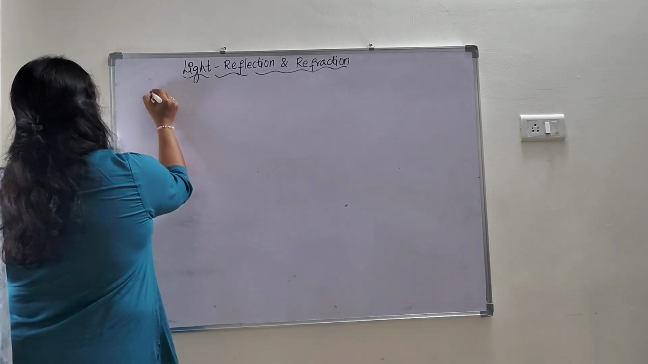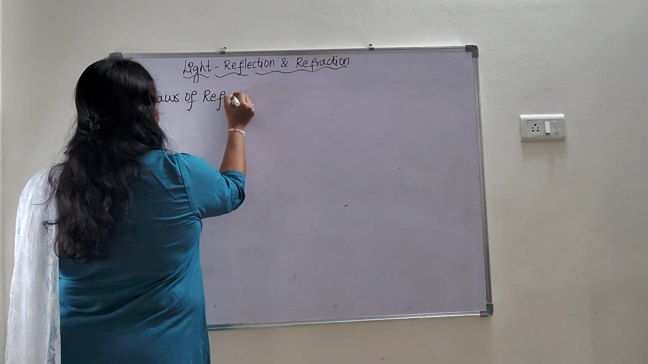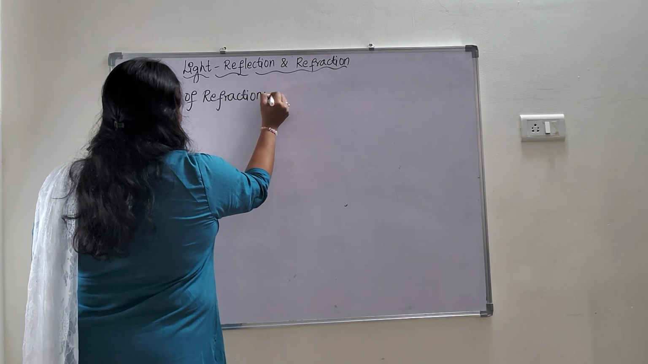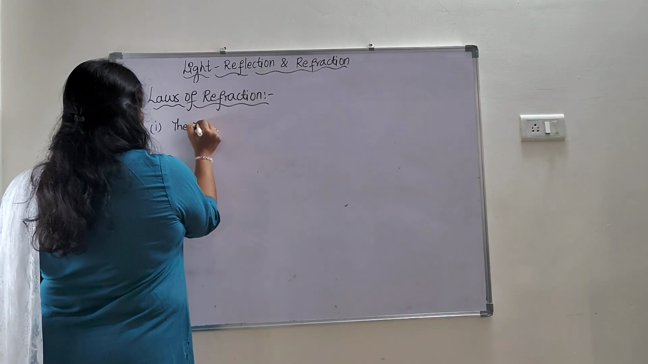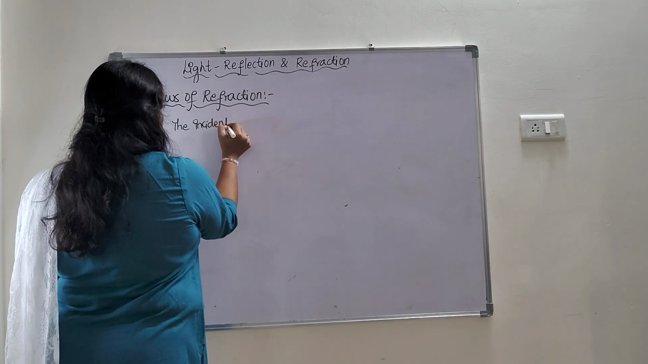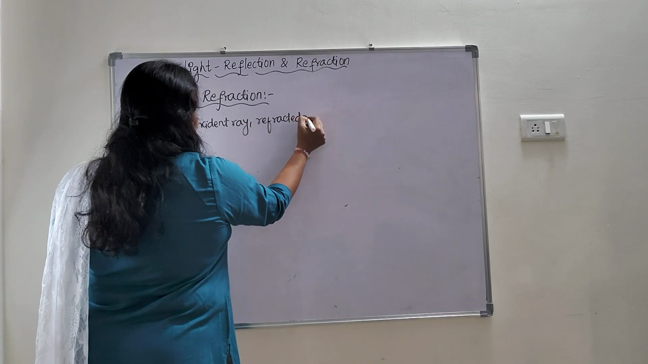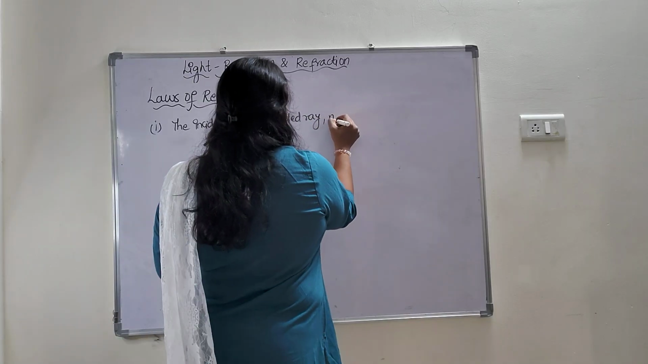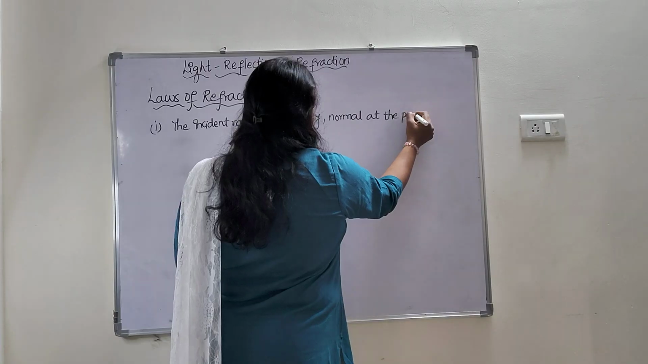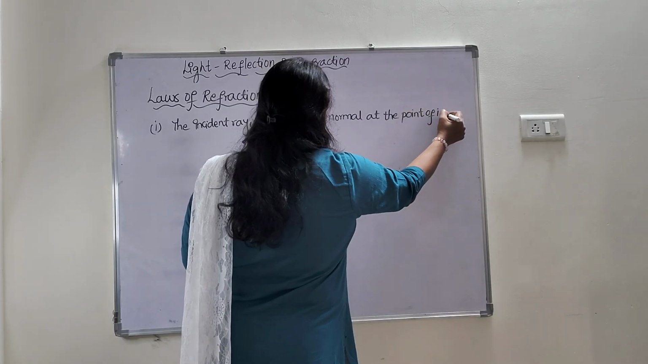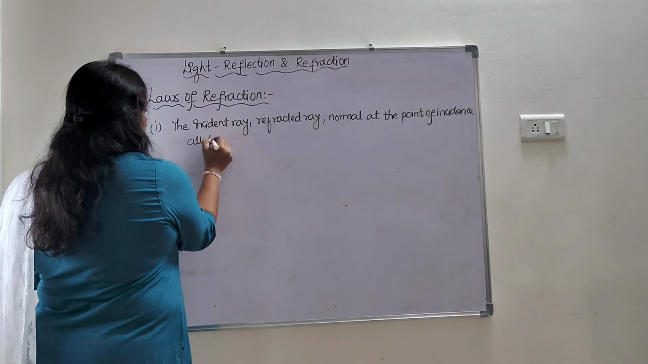Next, we will discuss the laws of refraction. In the laws of refraction, the first one is: the incident ray, refracted ray, and normal at the point of incidence all lie in the same plane.